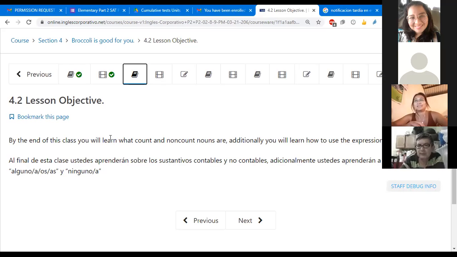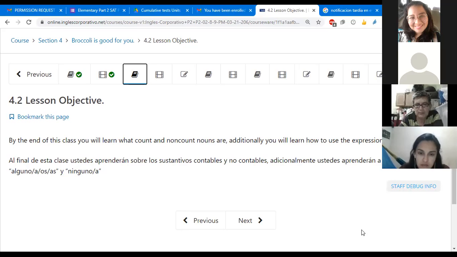Okay, Johanna, could you please read the objective here by the end of this class? By the end of the class, you will learn what count and non-count nouns are. Additionally, how to use the expressions some and any. Es que no puedo pronunciarla, additionally. Additional, okay. Yes, by the end of this class, you will learn what counts and non-counts are. Additionally, you will learn how to use the expressions some and any.